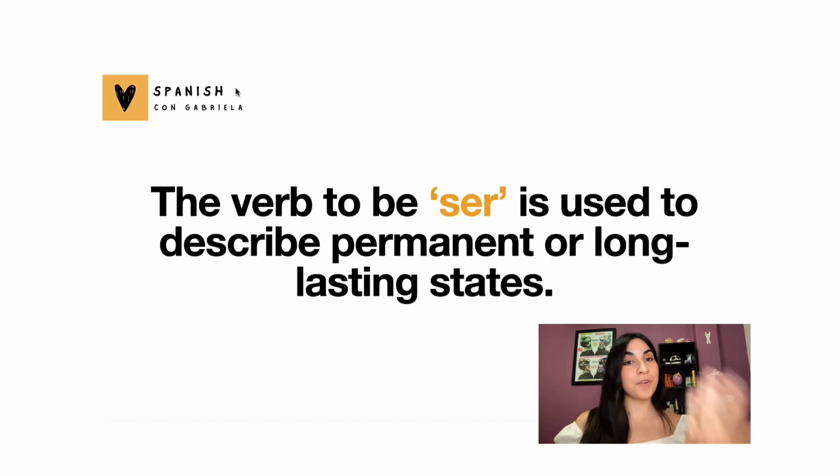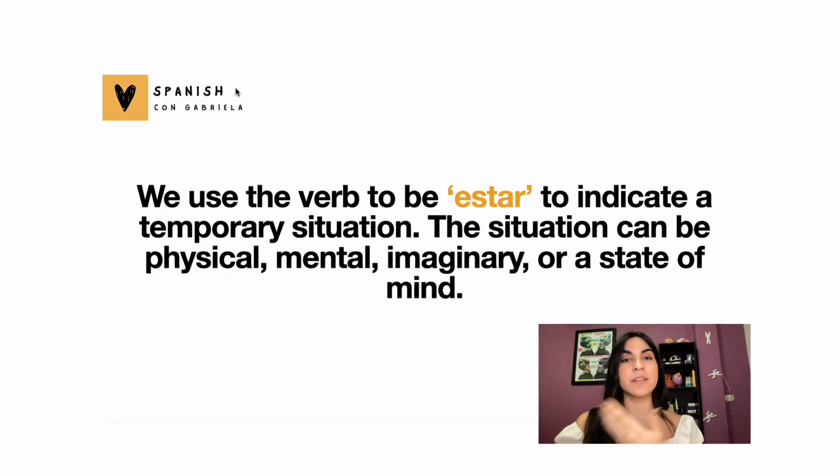So, the first verb to be, ser, is used to describe permanent states. When you want to describe a permanent state, then you will use the verb ser. And on the other hand, the verb to be estar, you use it when you want to indicate a temporary situation. It can be something physical, mental, imaginary, or state of mind. So I'm gonna explain this further with a couple of examples.